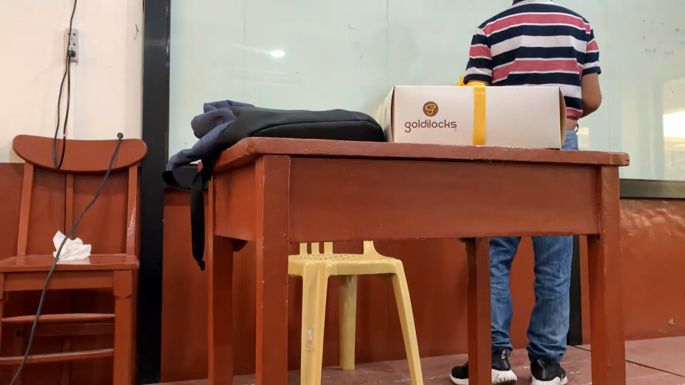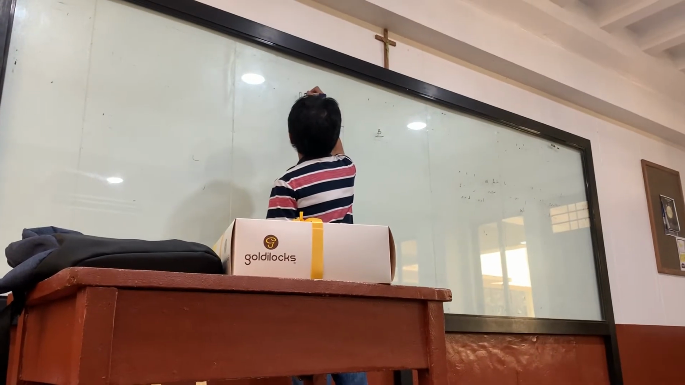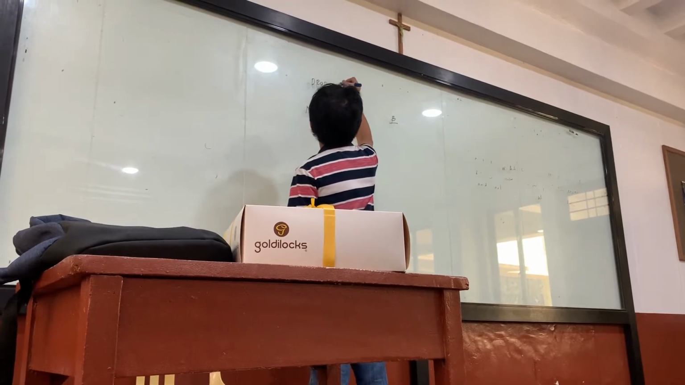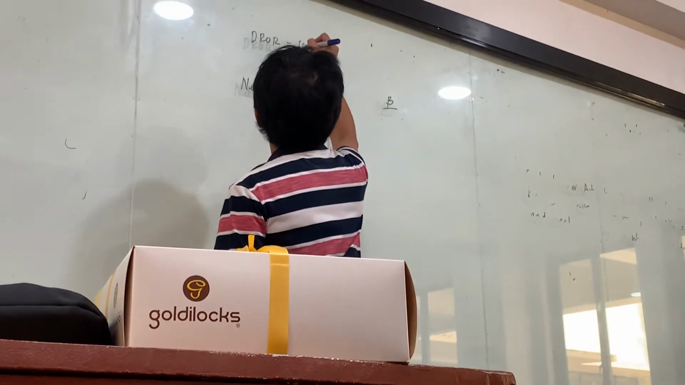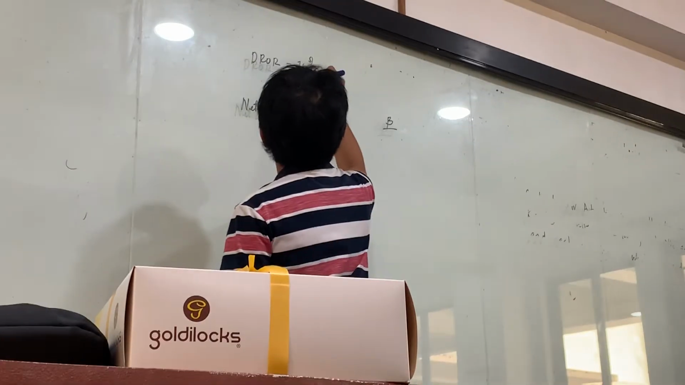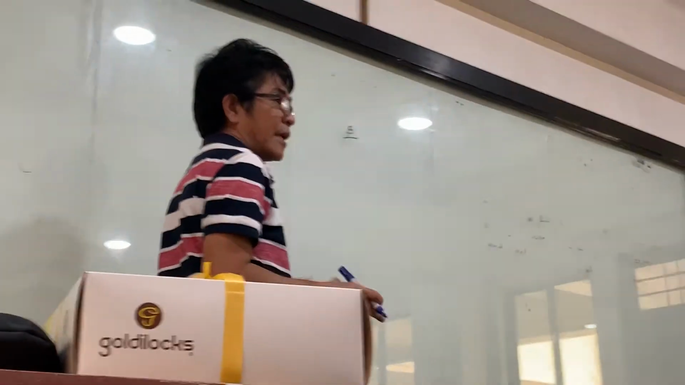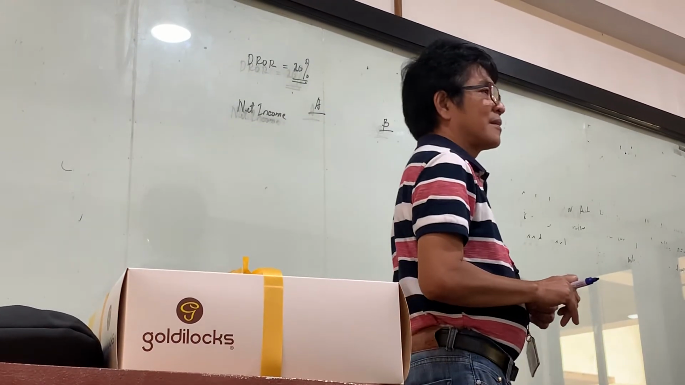For project A and for project B, net income, or let's have DROR is equal to 20%. Okay? DROR. What is DROR, by the way? Desired rate of return.